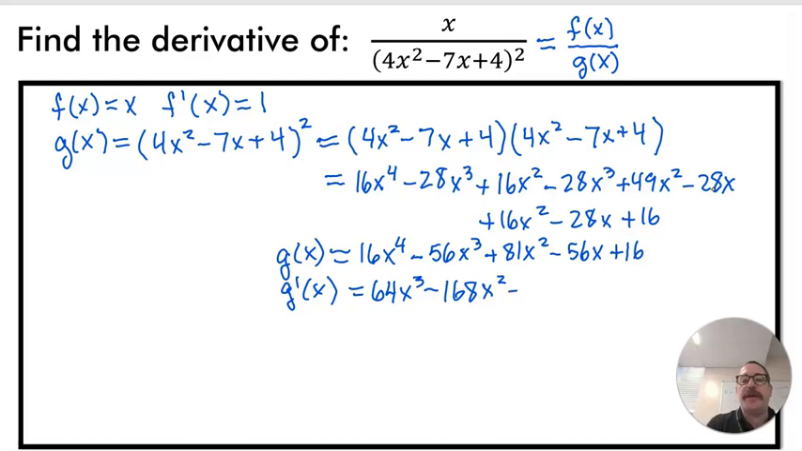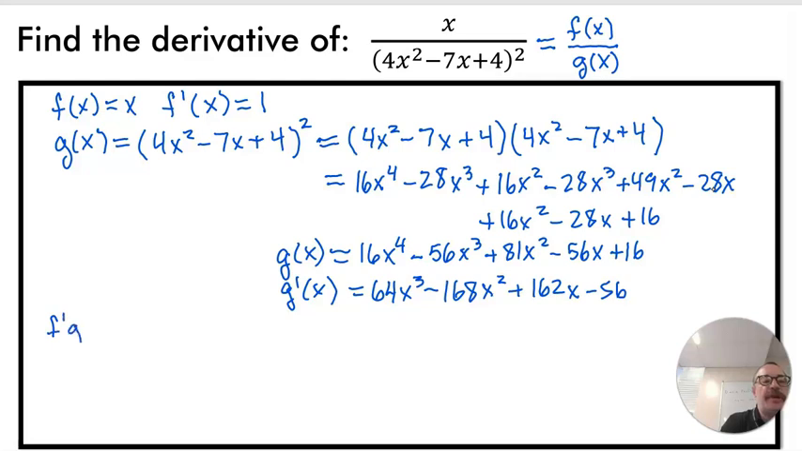So then we've got 162x minus 56. So the 56 just has an x attached to it, so we drop off the x. And then for the constant, the derivative of a constant is always 0. So we've at least got the components that we need. And now we can start to plug in.